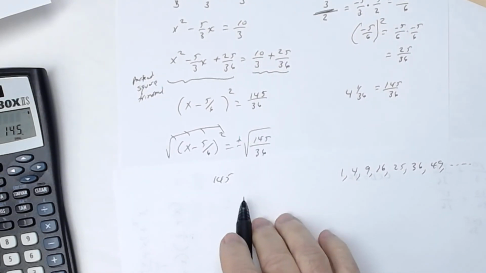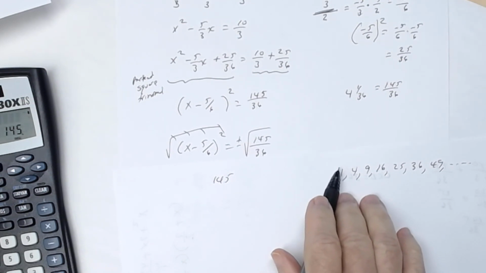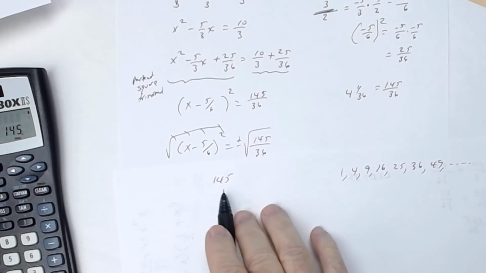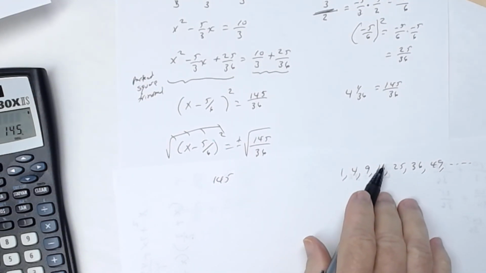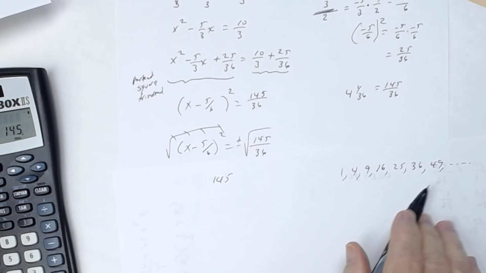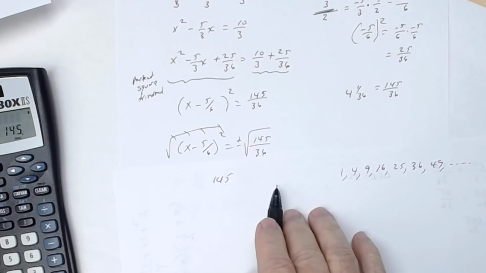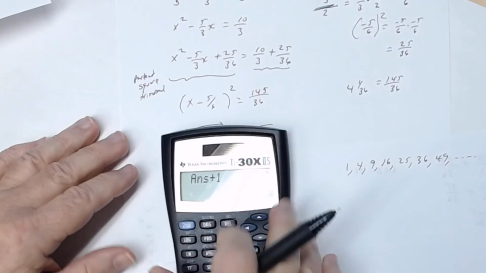So let's think about 145. So 1's a perfect square that goes into all numbers, so we're not even going to use 1. And then since this is an odd number, we're going to neglect all of the even perfect squares here. So let's look at 9. So is 145 divisible by 9? So let's think about that.